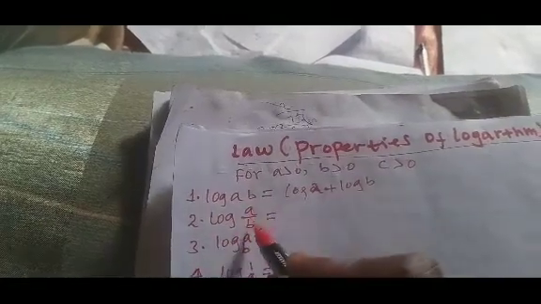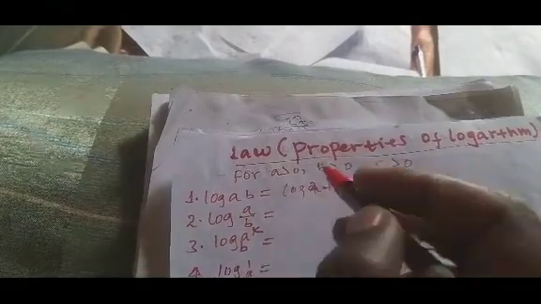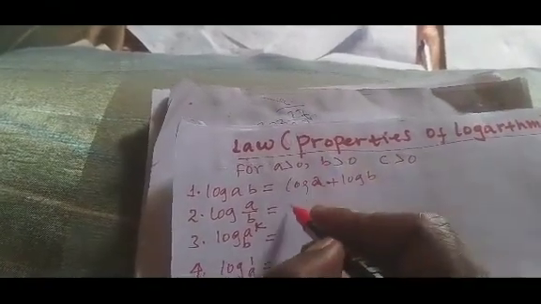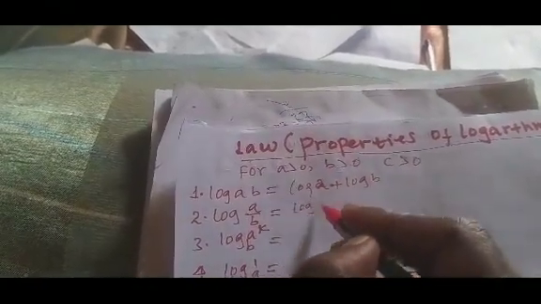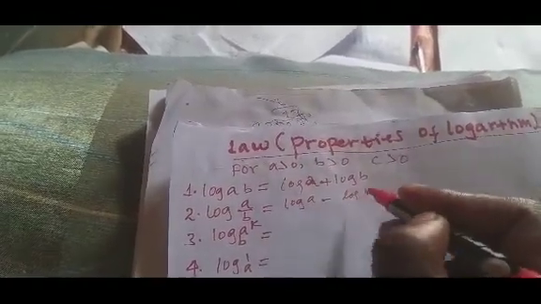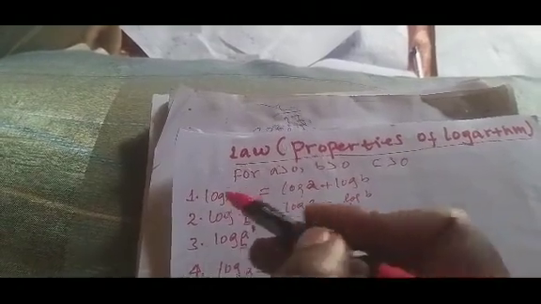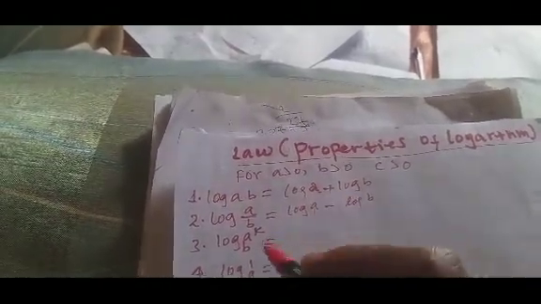Look at this one, log of a over b. The quotient is changed to difference or subtraction. This is equal to log of a minus log of b. If the base is not given, we can say it is base 10.